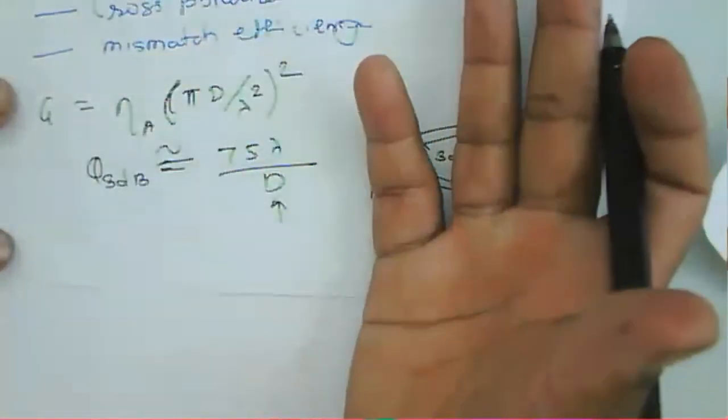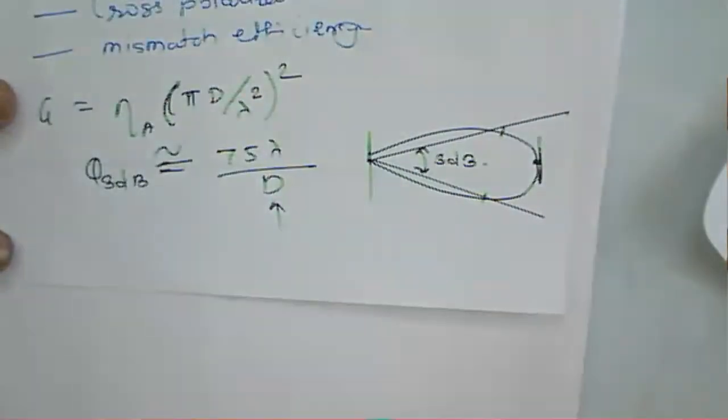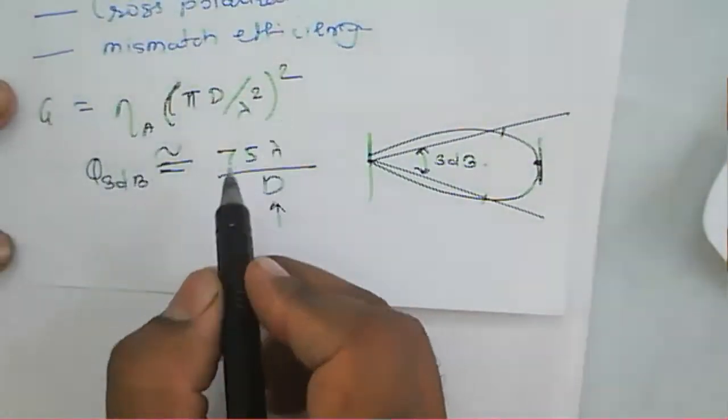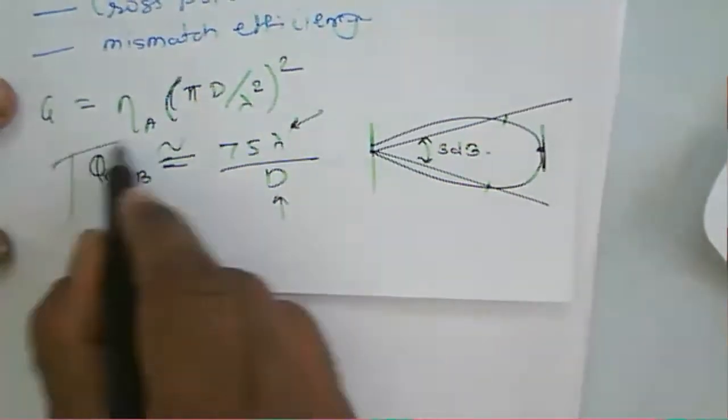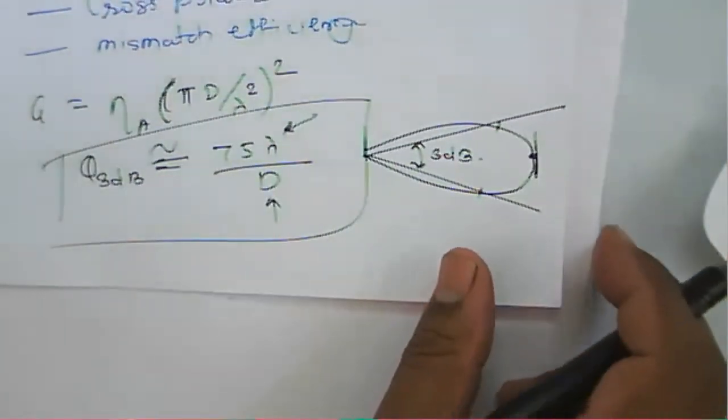So whichever structure we have, according to that, what will be the diameter of the aperture and what will be the operating wavelength. So beam width depends upon both of these parameters.